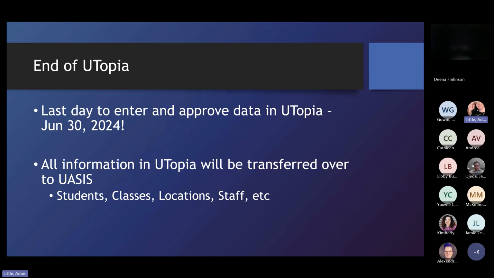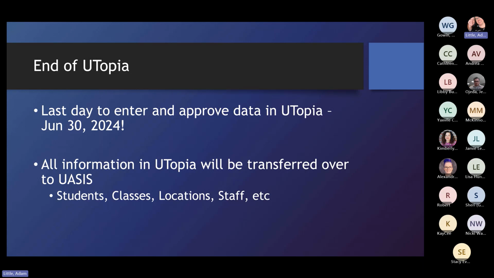All information, however, will be transferred into Utopia. From Utopia will be transferred into UASIS. This includes students, classes, locations, staff, anything that you have entered into the system will be transferred over to UASIS.